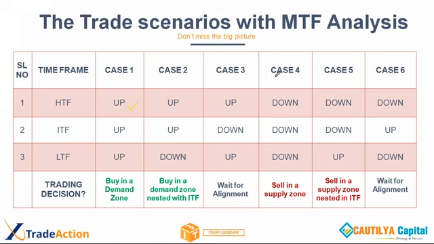Let's say your higher time frame is up and an intermediate time frame is up, and your lower time frame is also up. More or less the case of TTK, all three time frames are found up. So I prefer to buy in a demand zone. Any demand zone we can buy. Then we have to standard mark. We will get into the examples tomorrow and we will mark it.